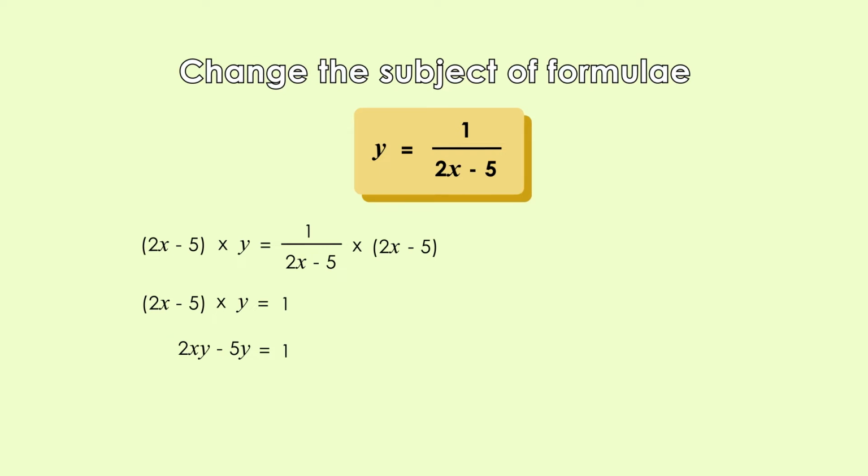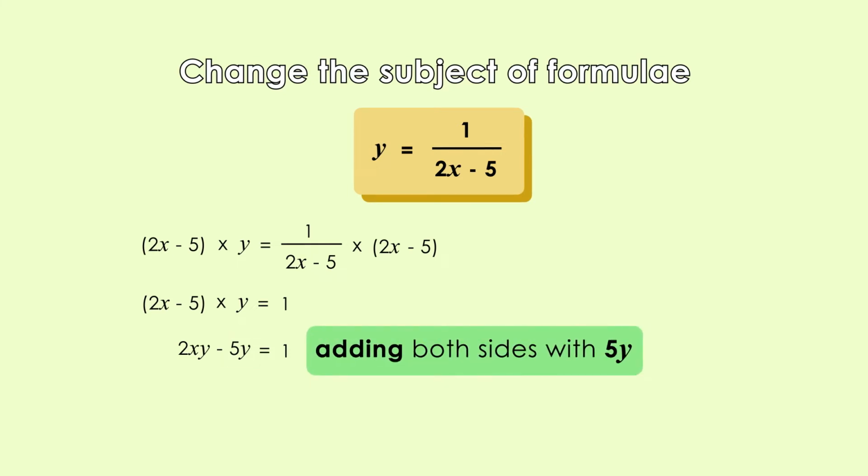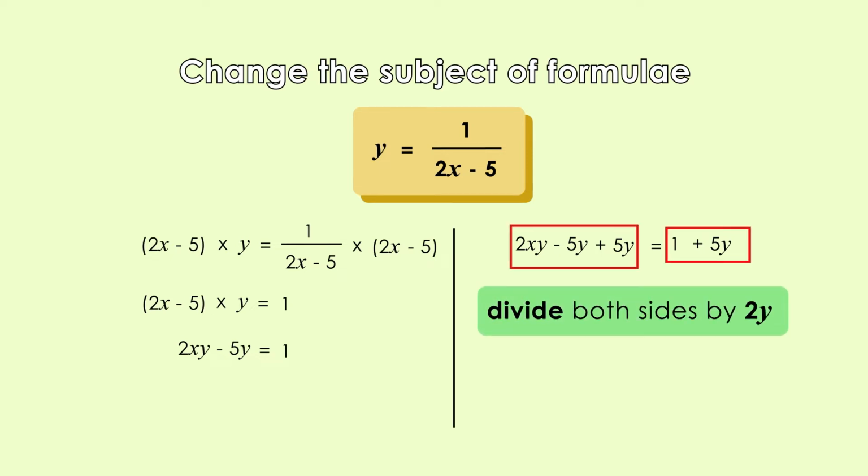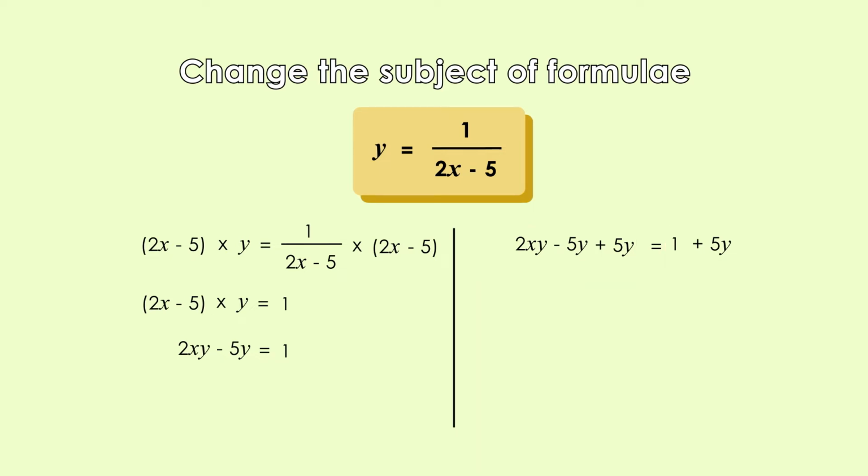Hence, we need to remove the term 5y. So, adding 5y to both sides of the equation, we will get 2xy minus 5y plus 5y equals 1 plus 5y. The coefficient of x is 2y. So, we need to divide both sides of the equation by 2y. 2xy over 2y equals 1 plus 5y over 2y.